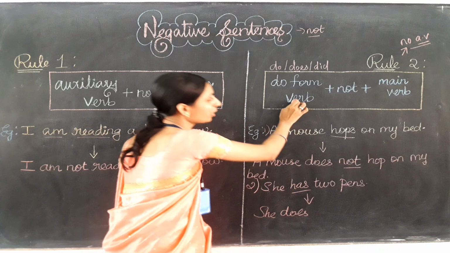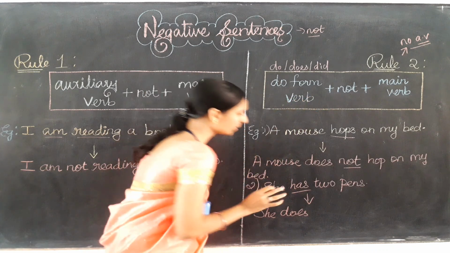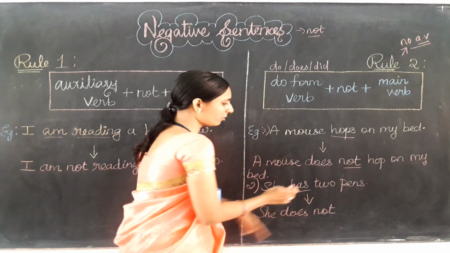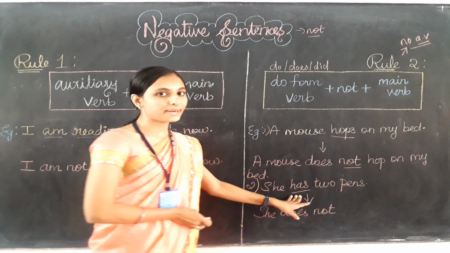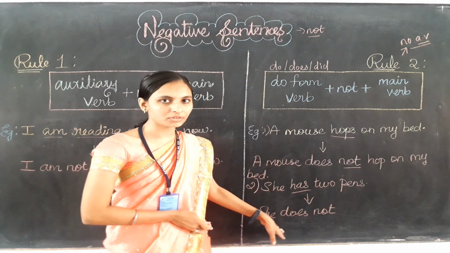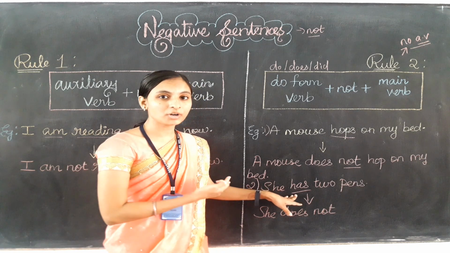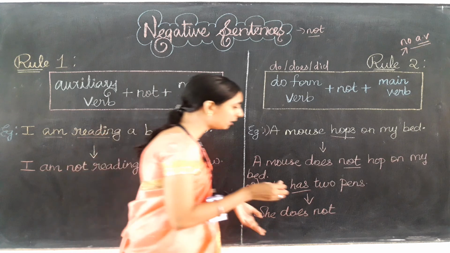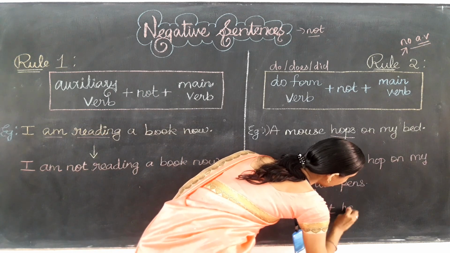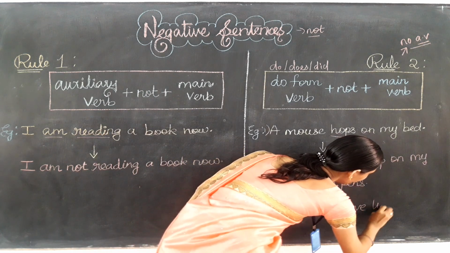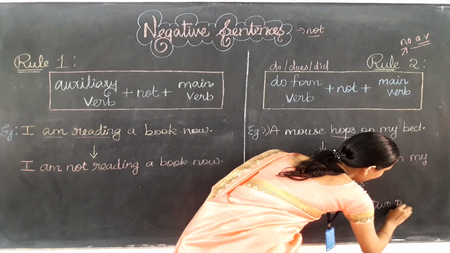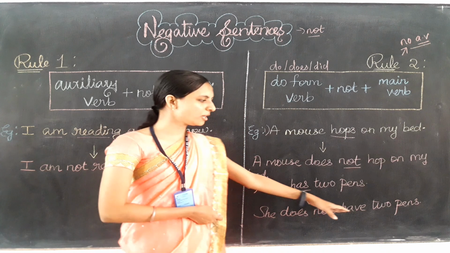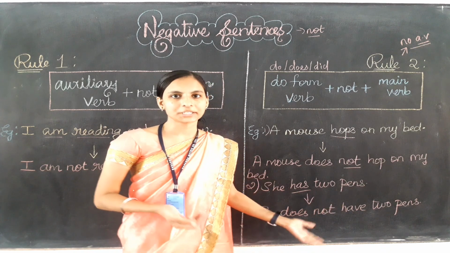After writing the do form verb, what do we need to write? We need to write not. She does not. Then the main verb. Here the main verb is has. But when we are using the auxiliary verb, the verb has automatically changes into have only. We need to write only have, not has. Have two pens. Clear, children? She does not have two pens is the negative sentence.